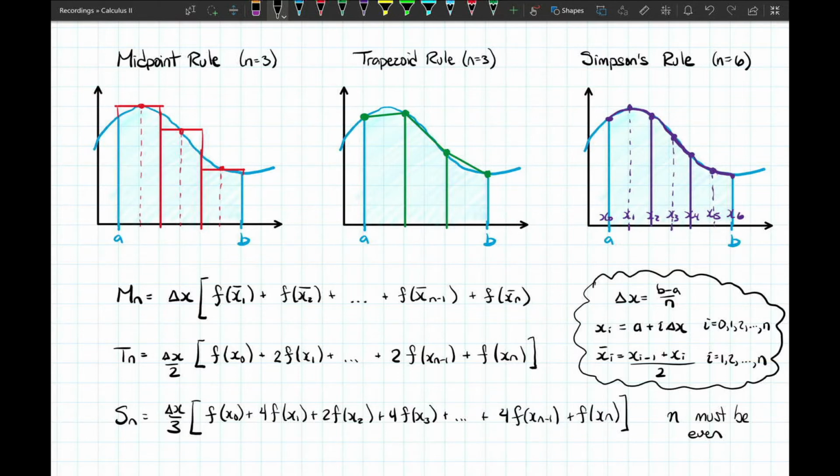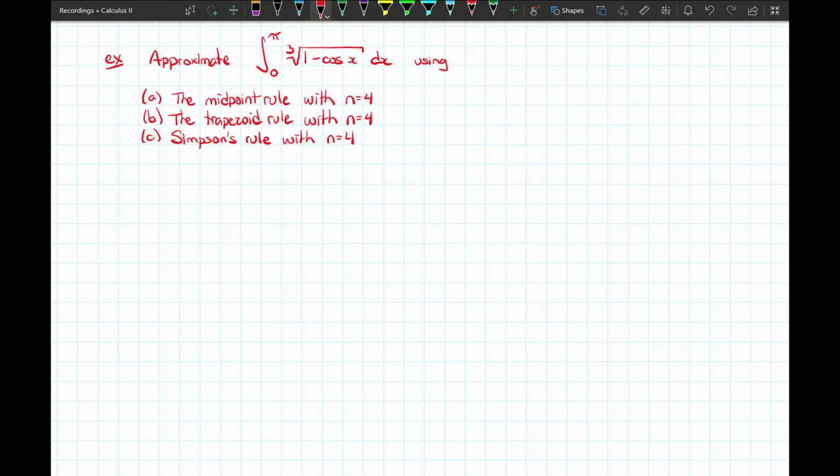So let's try calculating each of these values, and then we can also take a look a little bit more about which of these has what kind of error in approximation. All right, in this example, let's take a look at the definite integral of the cube root of 1 minus cosine x from x equals 0 to x equals pi.